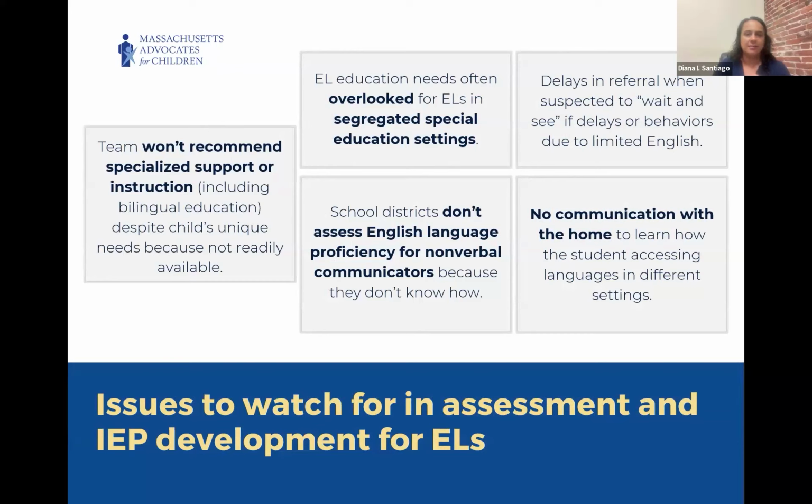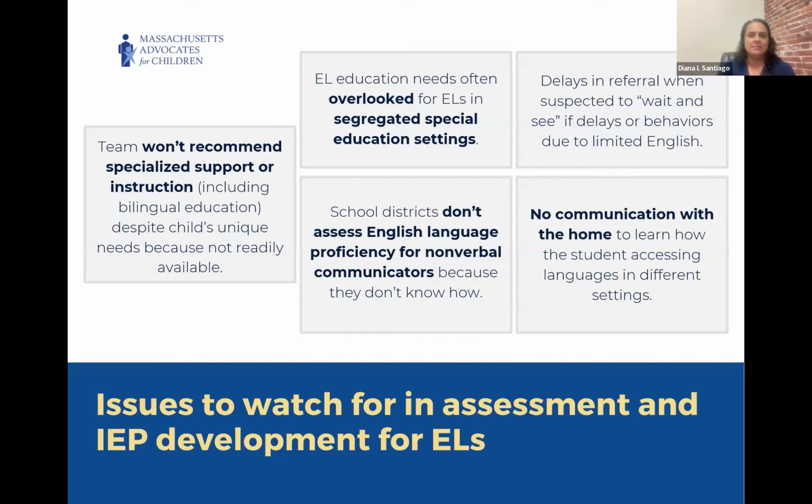So this is, and I hope we're looking at the same slide, issues to watch for in assessment and IEP development for English learners, which is just kind of a summary of some of what we've talked about. These are just kind of a summary, and I've touched on some of these, but there's the over-identification of students with disabilities and under-identification also for disability that happens for many multilingual learners because school districts may not be really equipped to understand the needs of the dually identified learner.